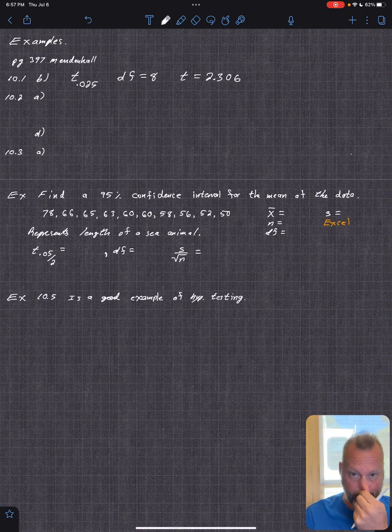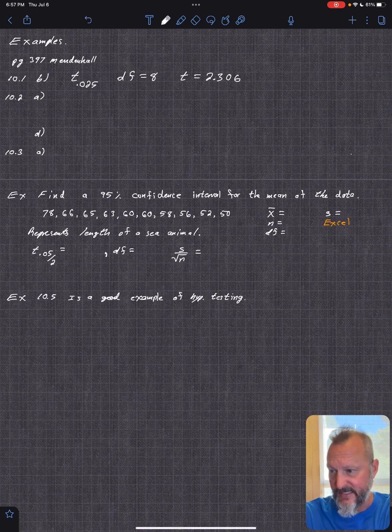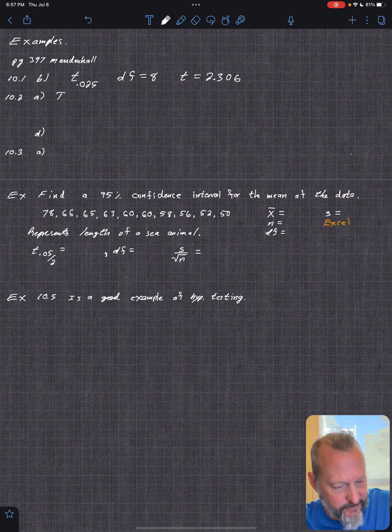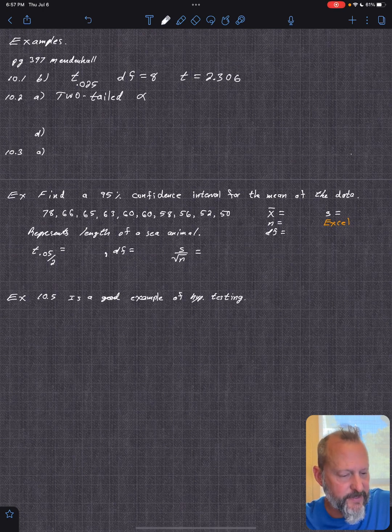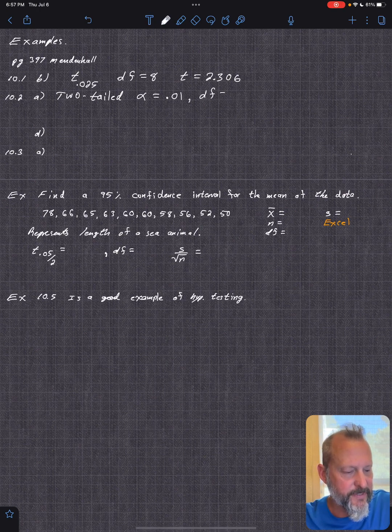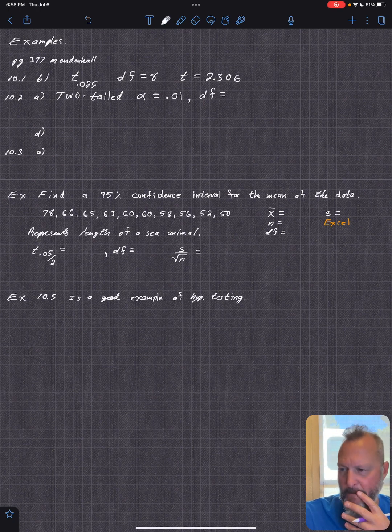Okay, let's do 10.2. So 10.2 says, find the critical values of t that specify the rejection region in these situations. I didn't assign this one, but it's very similar stuff, really. A two-tailed test with alpha 0.01. Okay, so two-tailed, so I wrote some of this down for you. Two-tailed, and alpha is equal to 0.01, and your degrees of freedom given to be 12.